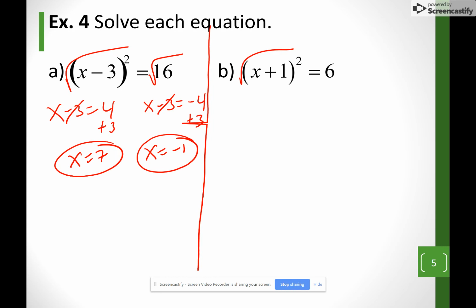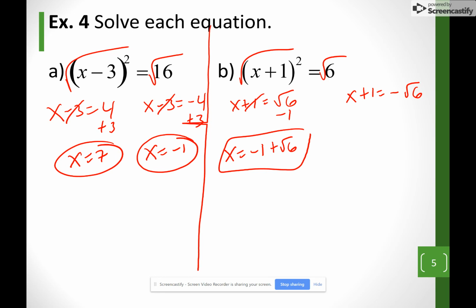On the right, on example B, I'm also going to do the square root on each side. And I get that x plus 1 is equal to the positive square root of 6, and x plus 1 is equal to the negative square root of 6. Let me move the 1 over. Those two numbers are not like terms, so I cannot combine them. So I'm just going to say x is equal to negative 1 plus square root of 6, and x equals negative 1 minus the square root of 6.